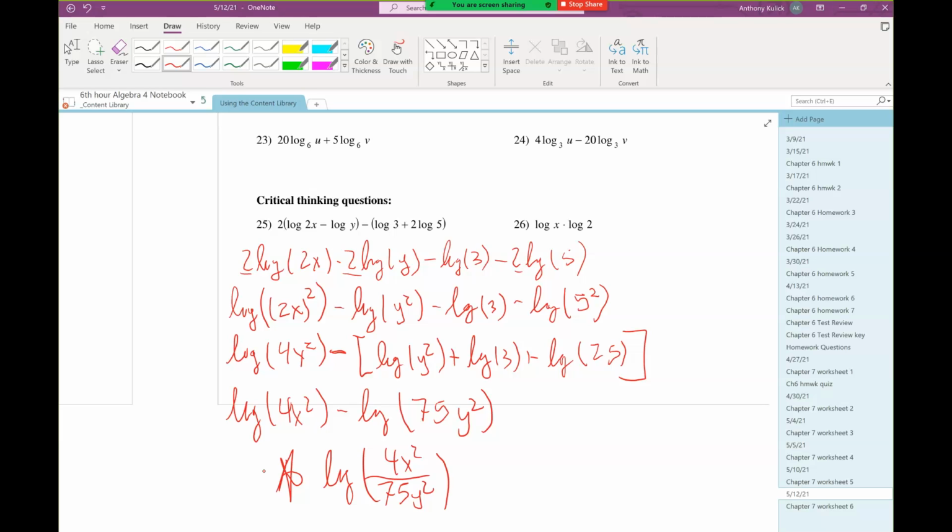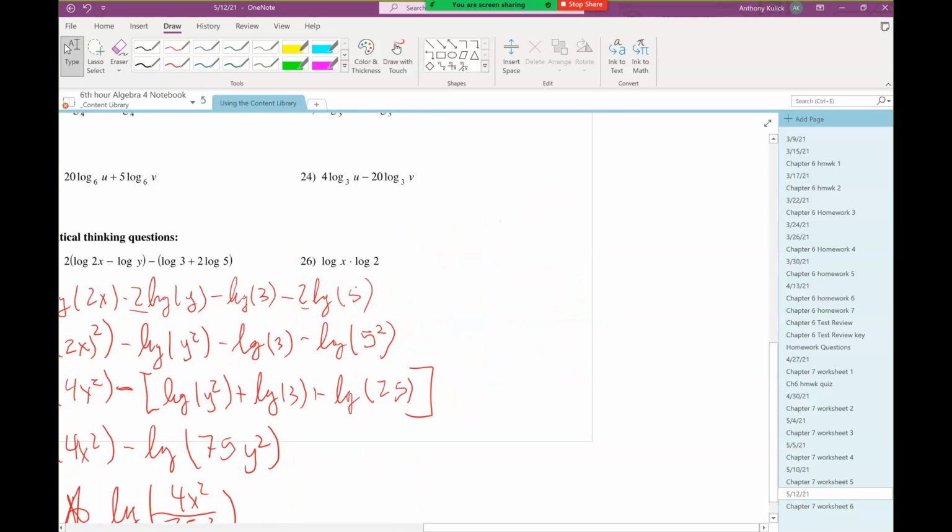What's next? Kelly? Okay. So again, this is a condensing problem. So the order that I'm going to do my properties is power, product, quotient. So I see that each of the logs has a coefficient there, so I'm going to do the power property. Then that's going to move the coefficient to the exponent.